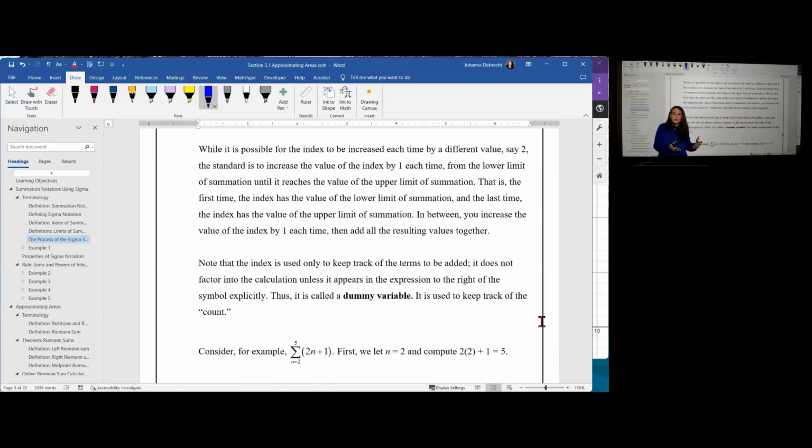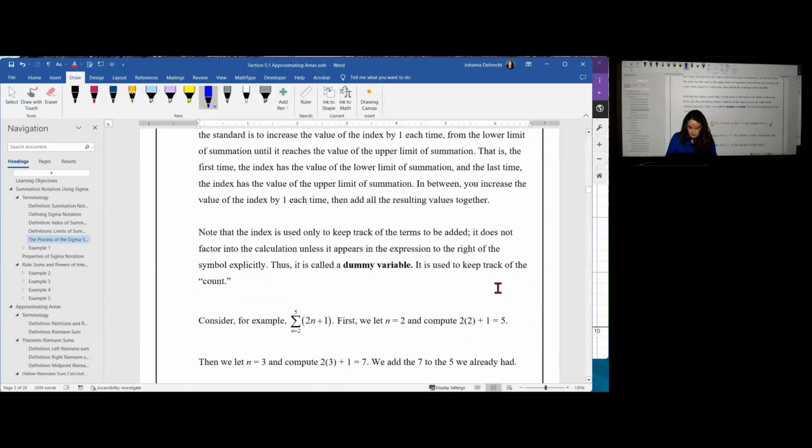It's counting for you how many times you substitute a value into the summand, and then you're going to sum all those values together. It doesn't factor into the calculation unless it appears in the expression to the right of the symbol, which is the summand. The index is considered a sort of dummy variable. It helps us to compute the sum, but it doesn't show up in the final answer, which is, typically speaking, some real value.